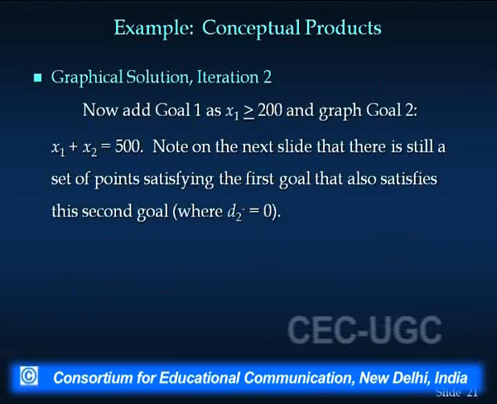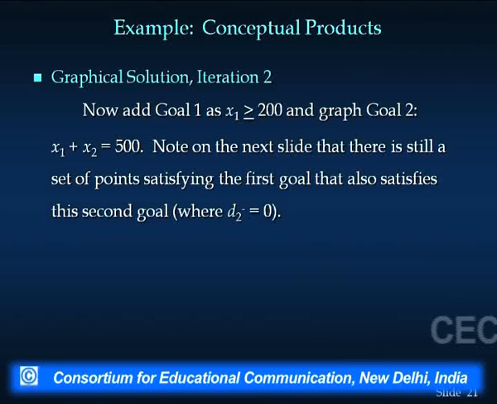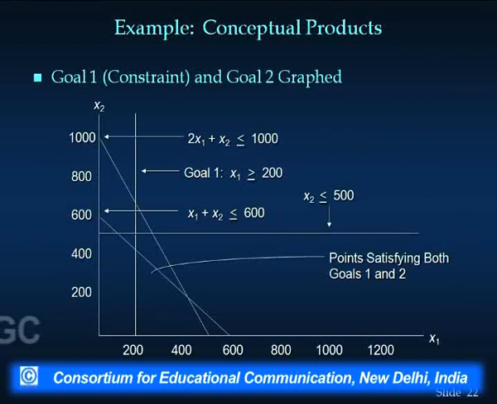Now add goal 1 as x1 greater than 200 and graph goal 2, x1 plus x2 equal to 500. This is our second goal. Note on the next slide that there is still a set of points satisfying the first goal that also satisfies the second goal. D2 minus is 0. Let's see on the graph.